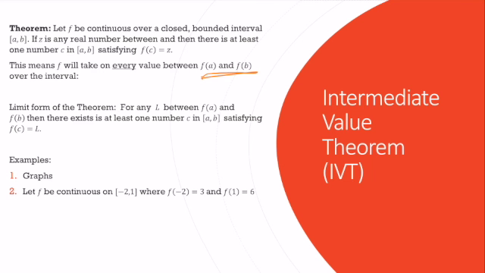There's a limit form of this theorem, right? This says for any limit between f of a and f of b, there exists a number c satisfying f of c equals L. Okay, so this can be done via graphs, and we can also see it if we define an interval this way. Now, I want to talk about this some more.